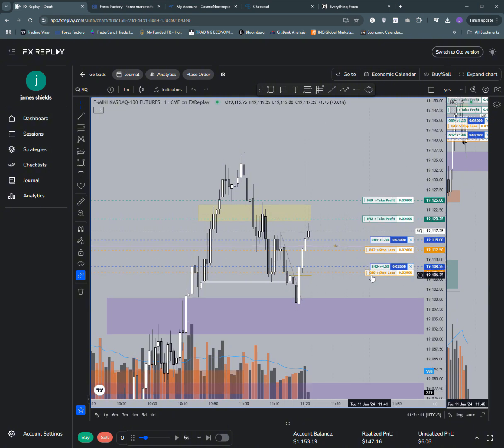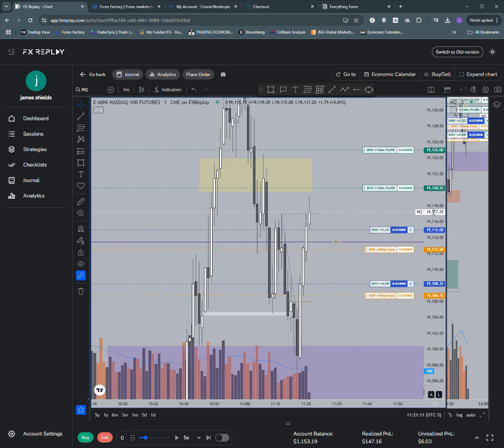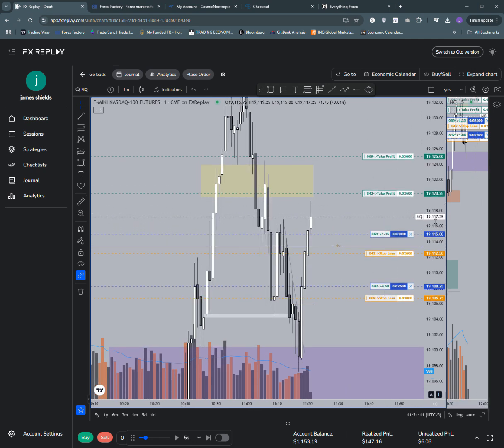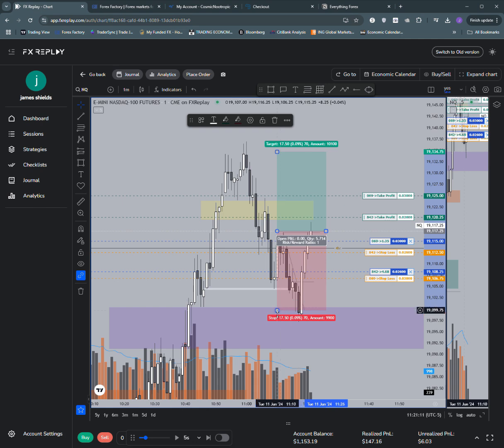Now I like this risk here because it's below this fair value gap, and let's see if this one turns into a fair value gap. And we got a gap up higher. Yeah, this is looking great. Volume is increasing as we go higher. And so from this perspective, we can do 0.5.